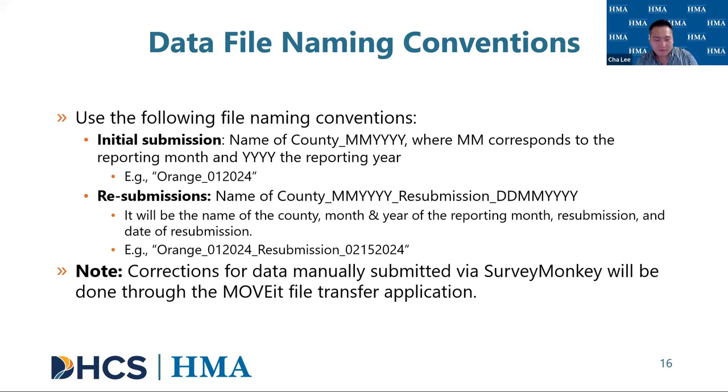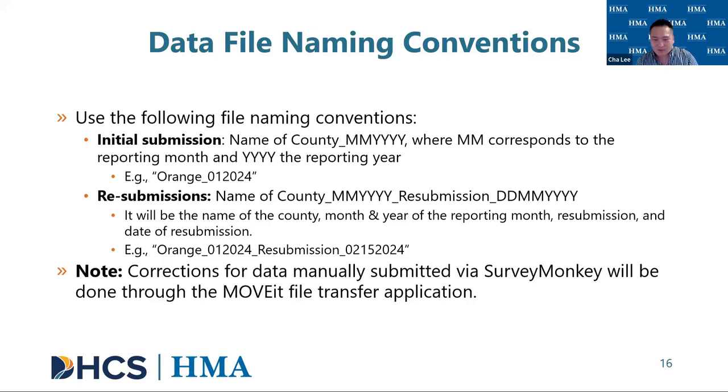But if the file actually has a data issue and Orange County needs to resubmit that data back to DHCS, we want all counties to use the resubmission naming convention. So it is going to be the name of the county, month and year of the reporting month, resubmission, and then date of the resubmission. If Orange County resubmitted the data on February 15, then technically they would put the name of their county, underscore, month and year of the reporting month, underscore, resubmission, underscore, and then the date of the resubmission, which is February 15, 2024.